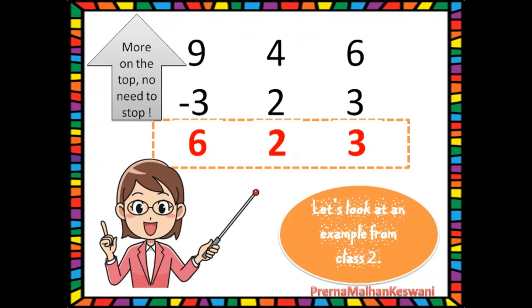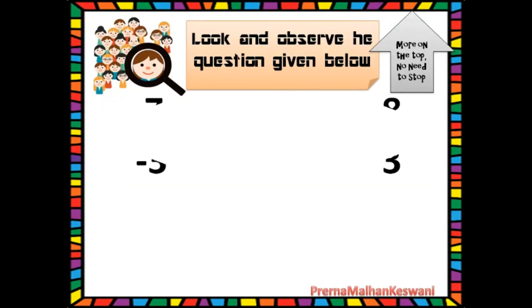Yes. Now what is the difference between 946 and 323? The difference is 623. Now let's start with 4-digit numbers, children.